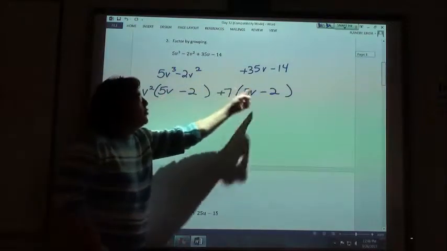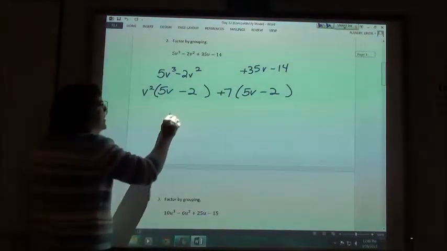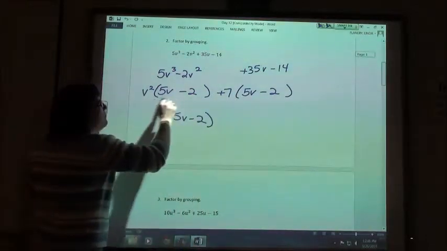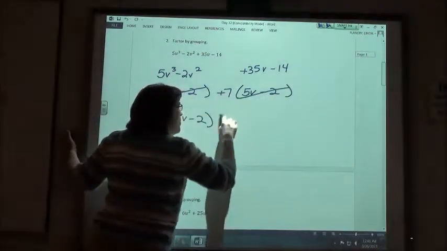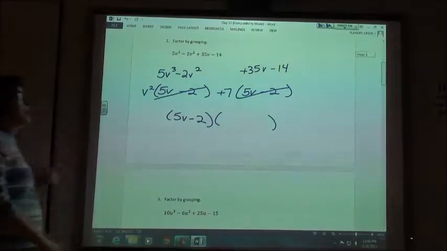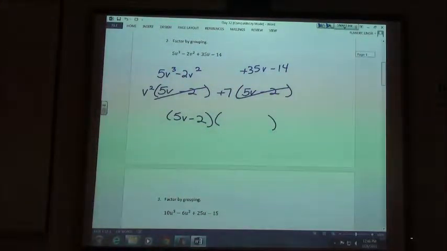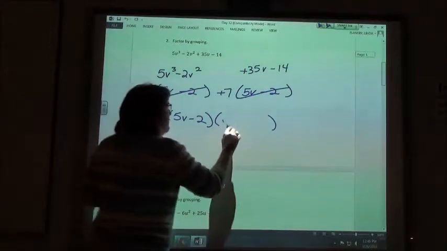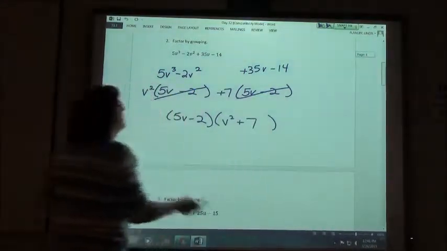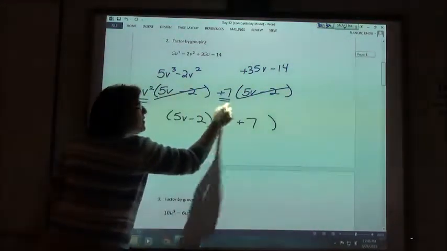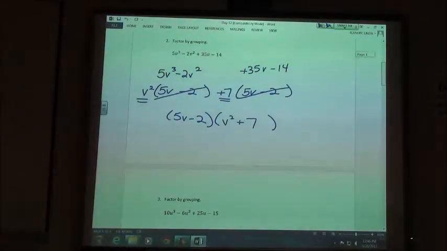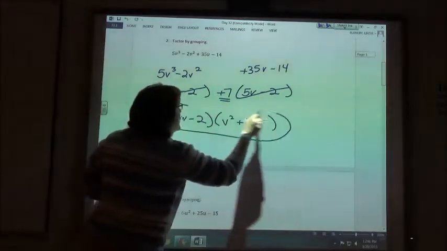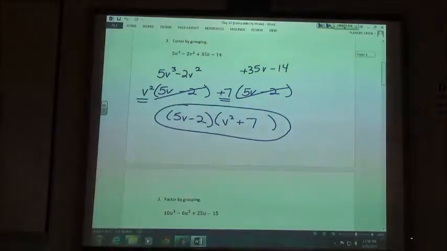That then becomes your greatest common factor. So my greatest common factor here is 5v minus 2. If I divide that out of each of my two terms, in my other set of parentheses I'm going to have the v squared plus 7. Those two values end up being in front of our parentheses. So 5v minus 2 times v squared plus 7 is going to end up being my answer.